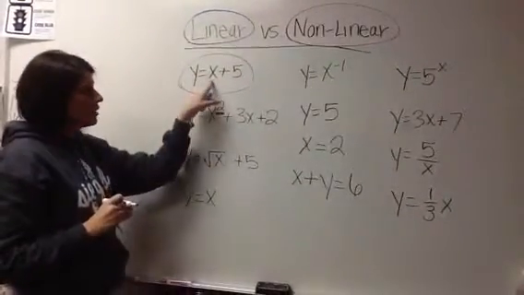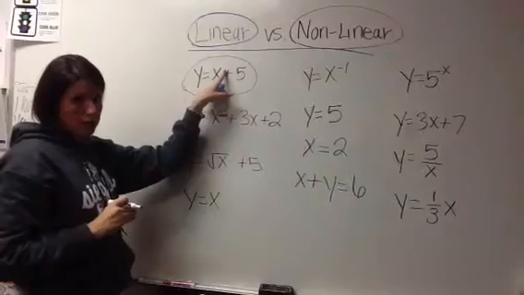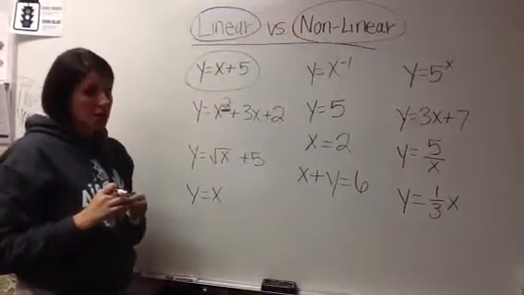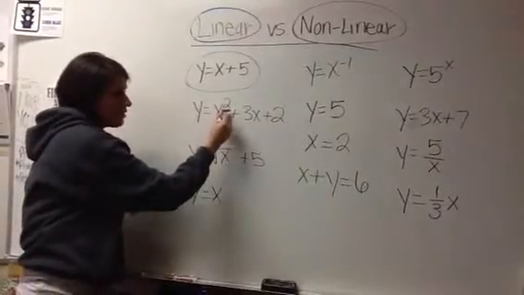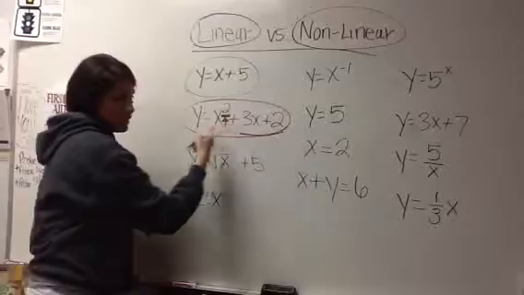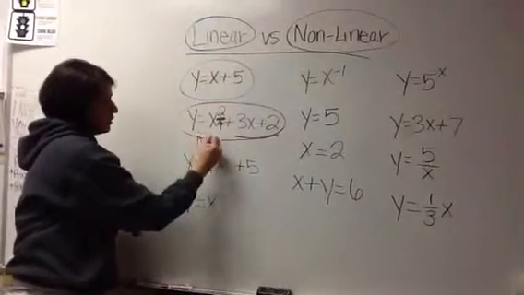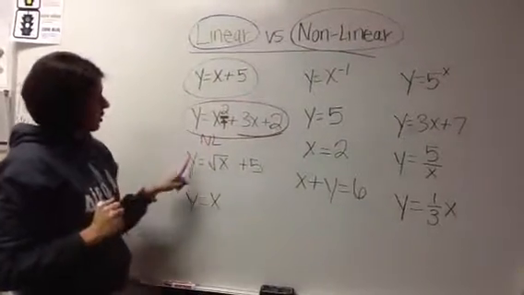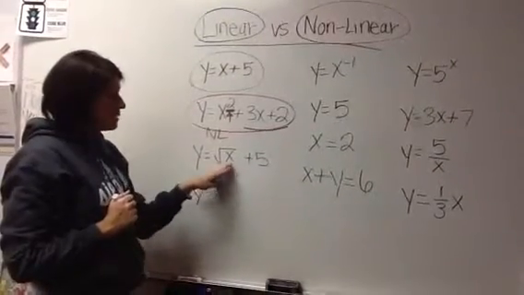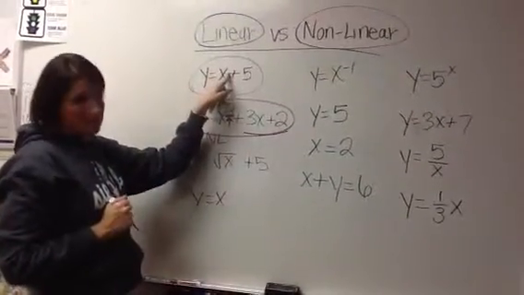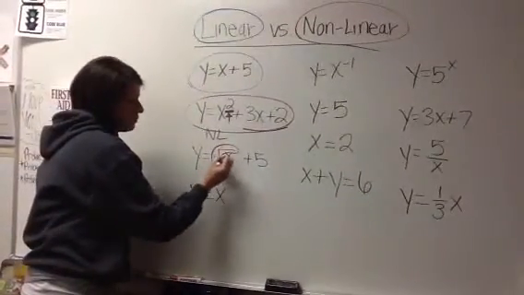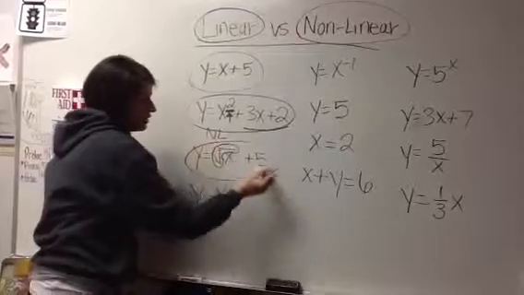If I look at my next equation, I have this exponent of 2. The exponent on a linear equation is 1. If it's anything other than 1, it's nonlinear. So because of this exponent, this is nonlinear. I'll put a little n out for that. Okay, on this one, I have a square root on my x. That means I have something other than an exponent of 1. That makes it nonlinear.